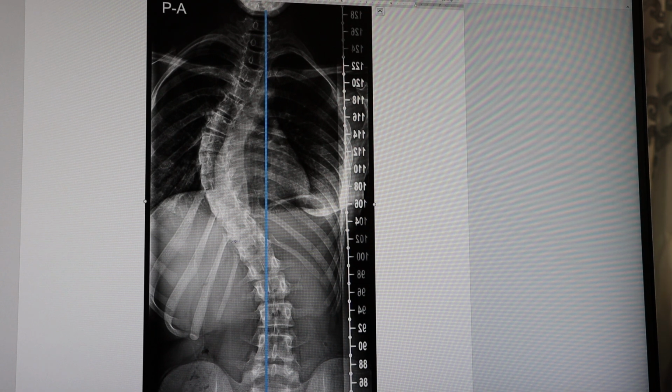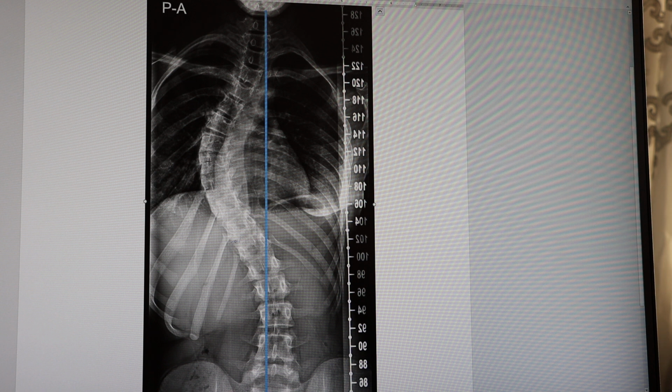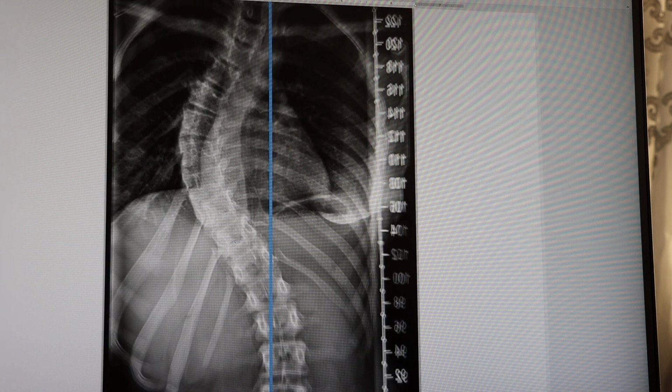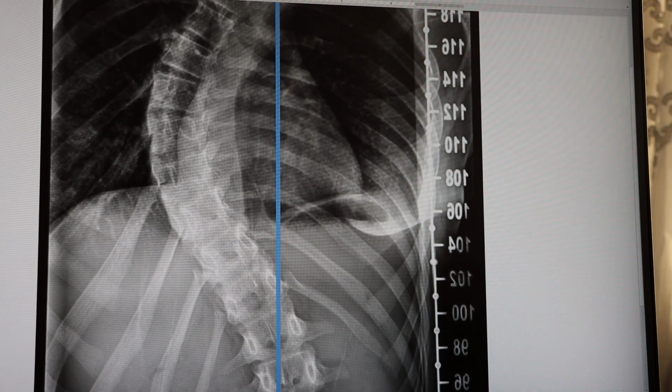So now to identify the apical vertebra, what we will have to do is to identify the vertebra that is farthest away from the central sacral vertical line. So now, to identify that, what you'll have to do is to be 100% sure that your measurements are correct.